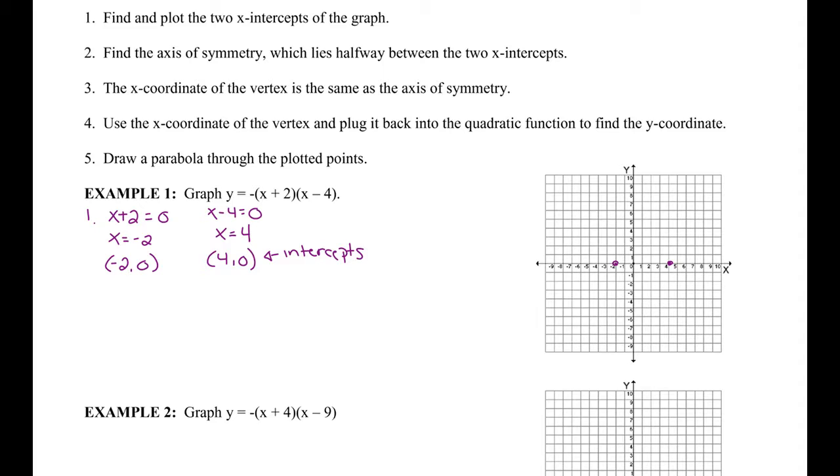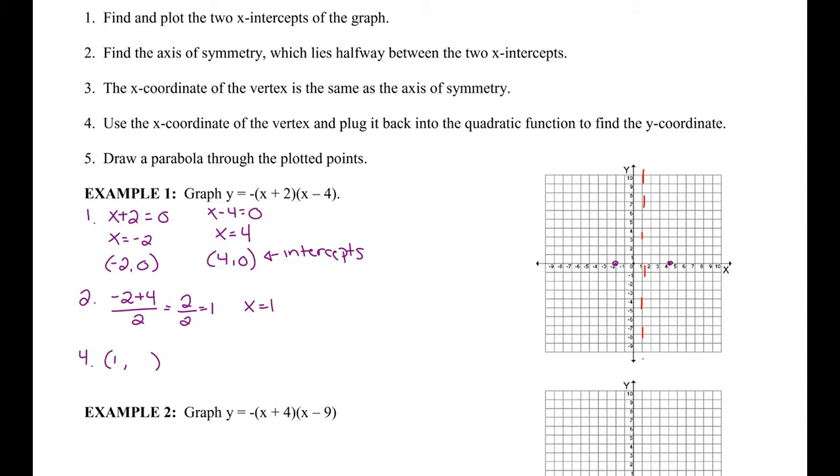Then I'm going to find the axis of symmetry, which lies halfway between the two x-intercepts. This will also allow me to do step 3, which is find the x-coordinate of the vertex, because it will be the same as the axis of symmetry. So I'm going to add -2 and 4 together, and I'm going to divide them by 2. So we find x equals 1, which is our axis of symmetry. It is also going to be the x-coordinate of our vertex.